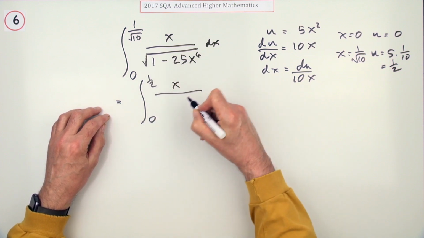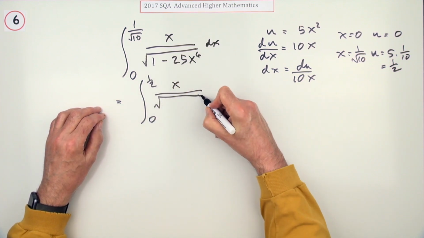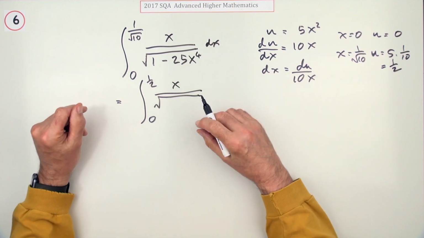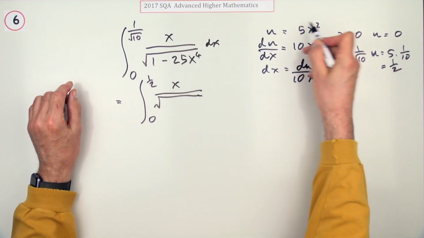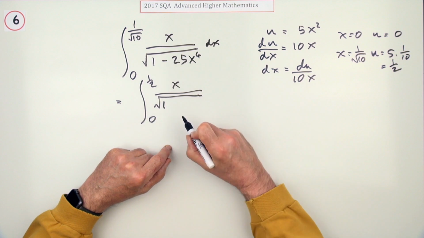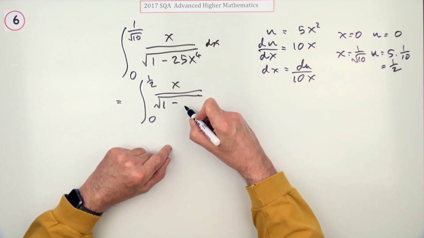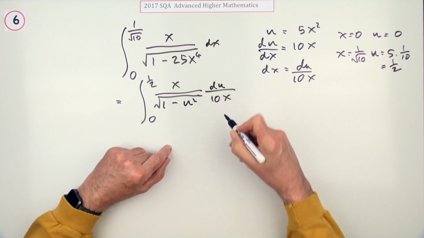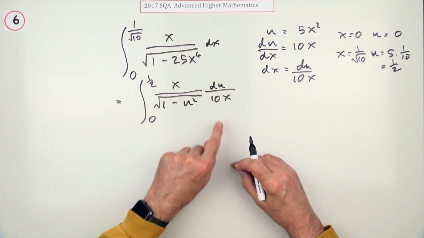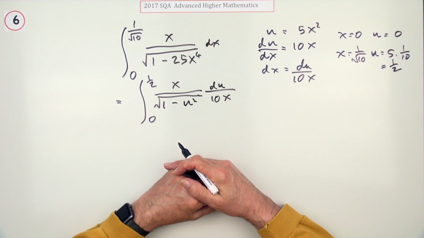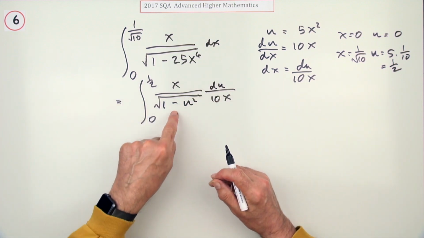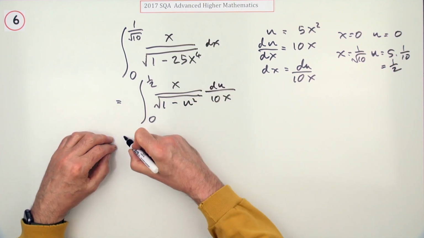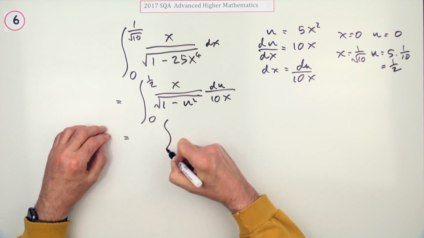I'll keep the x in just now, because I wasn't substituting that unless it was absolutely necessary and it wouldn't disappear. I'd have to rearrange this. But this part then becomes, because that's the square of that, 1 minus u squared, du over 10x, so there you go. The x's will cancel, that 10 will come out as a factor, and you're left just with inverse sine. But before I do that, I'll just tidy it up.